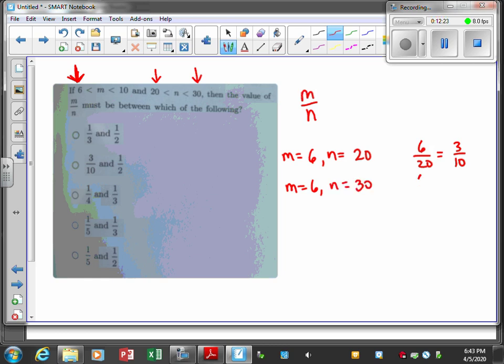So m is 6, n is 30. Both of them have a 6 in common, so divide by 6 and I get 1, divide by 6 and I get 5. So reduce the fractions so you can see.